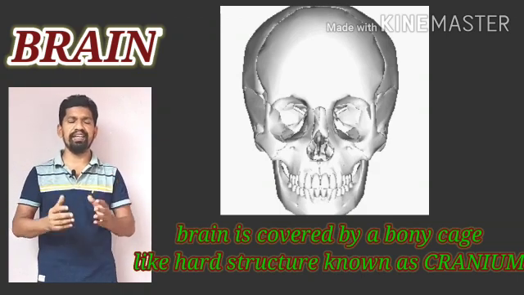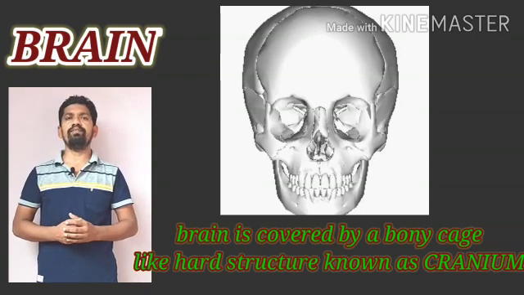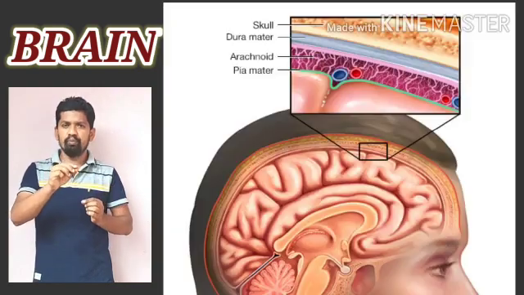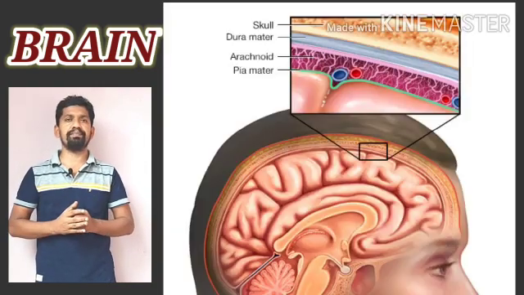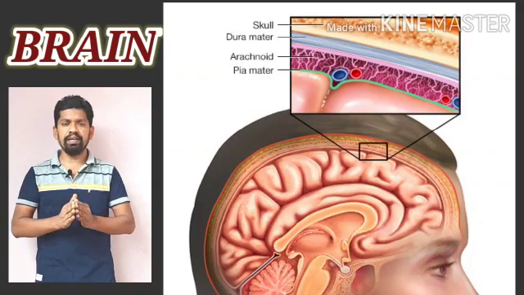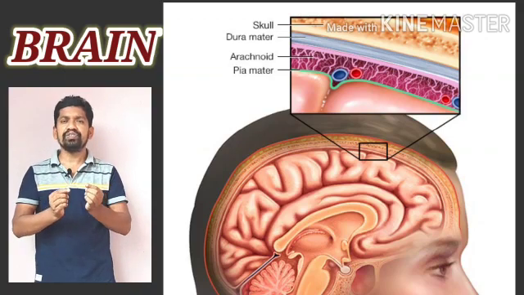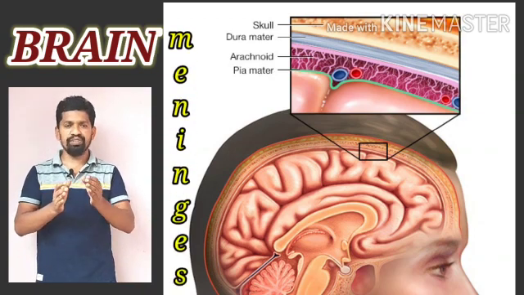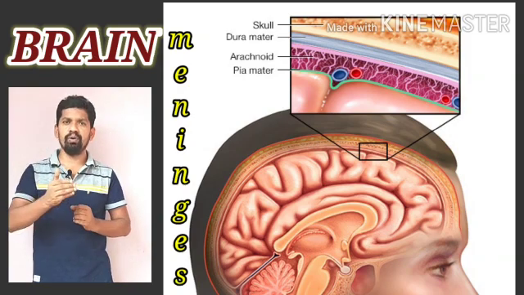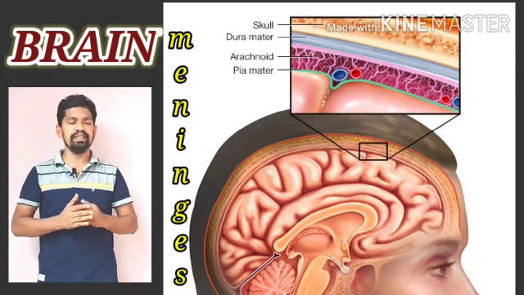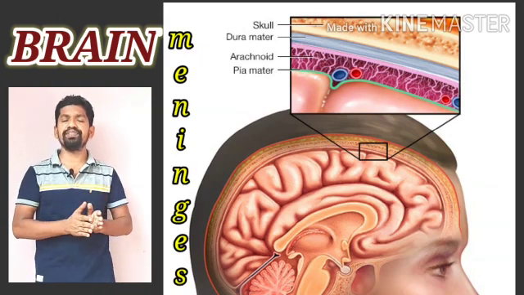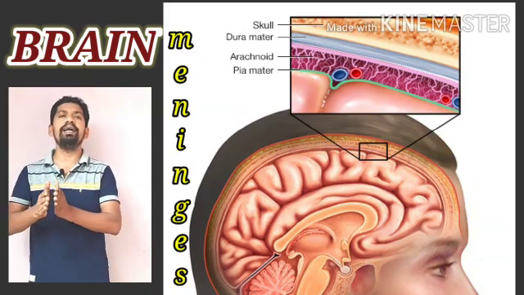So the skull or cranium, a bony cage, has the ability to save the brain from external injuries. And of course, the brain and spinal cord are completely covered by three very thin membranes, known collectively as meninges. Their names respectively from the lower side are pia mater, arachnoid and dura mater.